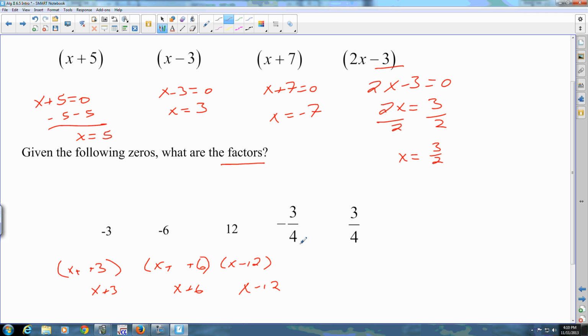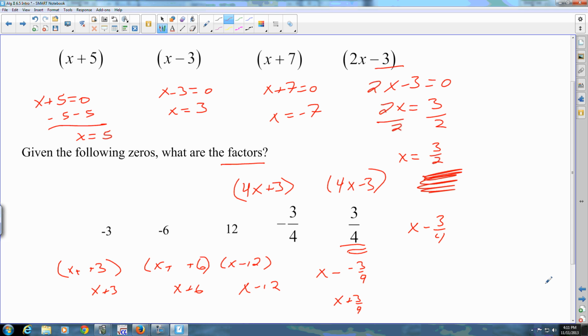Now when they're fractions, be a little careful. It is not x minus a negative 3/4 or x plus 3/4. Nope. Look and see where this came from back on this one. That 2 on the bottom was a coefficient in front of the variable. So this is really 4x plus 3. This would be 4x minus 3. So be careful when you have fractions. It's not going to be x minus 3/4. Okay?